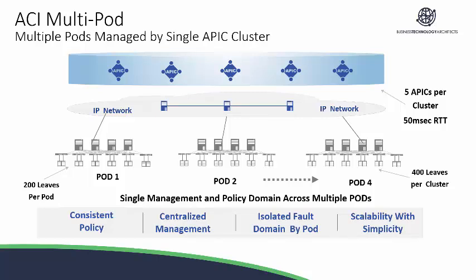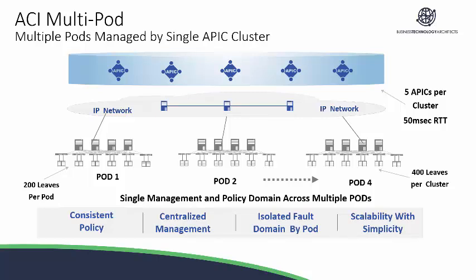Those pods connect from the spines out to the IPN network, and then they connect to each other. And then the APIC can reside in pod 1 or pod 2 or even pod 4. It doesn't really matter. You could have active and standbys as well. So this gives you the option to have a consistent policy for all the pods, and centralized management, because remember, you're connecting to a single APIC IP address.